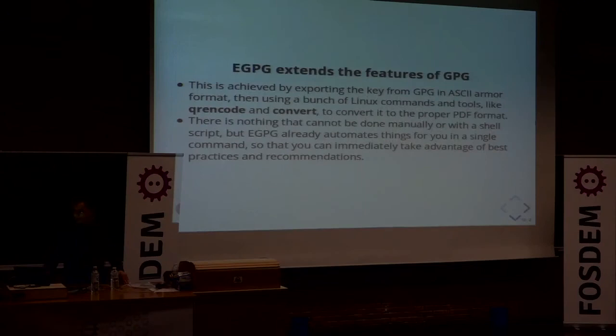This is achieved by exporting the key from GPG in ASCII armor format, then using a bunch of Linux commands and tools like qrencode and convert to convert it to the proper PDF format. There is nothing that cannot be done manually or with a shell script, but EGPG already automates things for you in a single command so that you can immediately take advantage of best practices and recommendations.